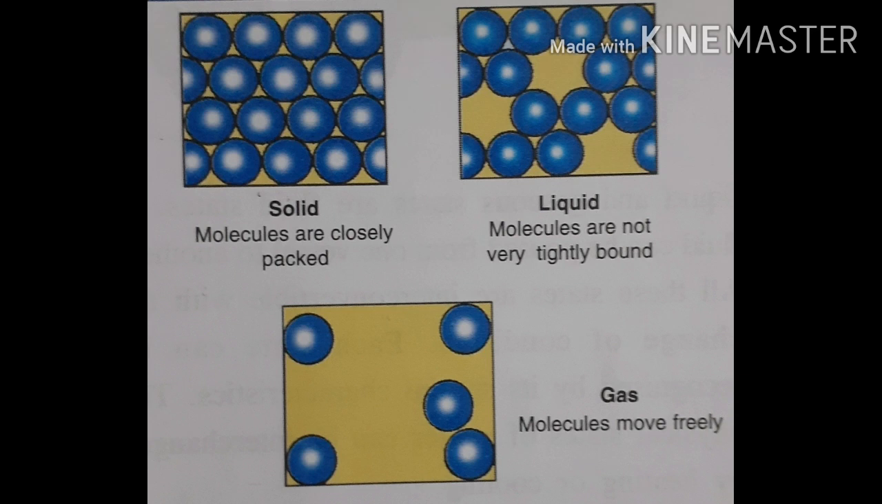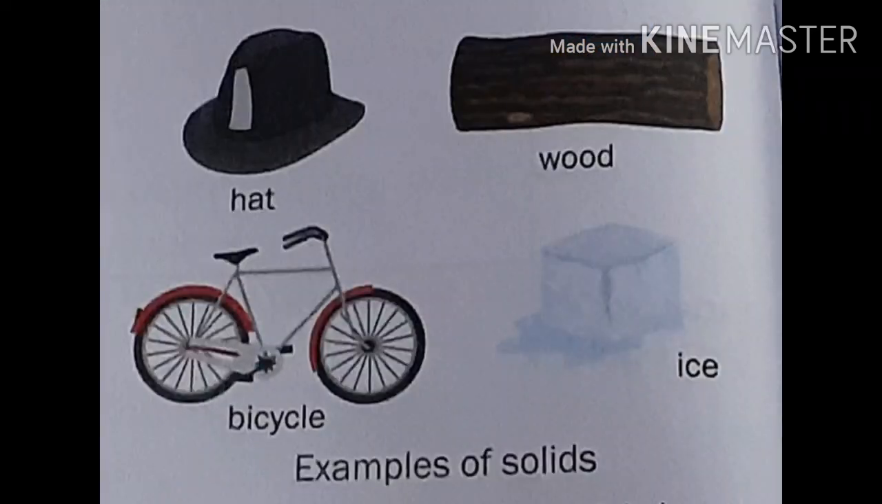Matter is made up of small particles and the arrangement of these particles differs in the different states of matter. The three states of matter are solid, liquid and gas. Now children, let us know about solids. Solids are the substances in which particles are tightly packed. You can see so many examples are shown.